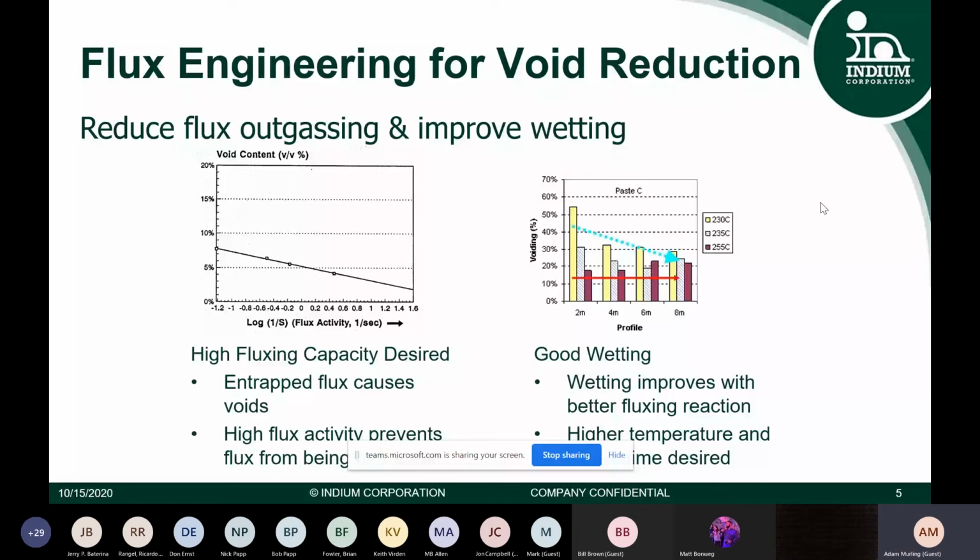And on the right, we show the profile at 4 different time frames, decreasing the voiding at 3 different temperatures as well: 230, 235, and 255 C. As we go from left to right, the time increases, and higher temperature and longer time is definitely desired for most of the current modern flux chemistries available.